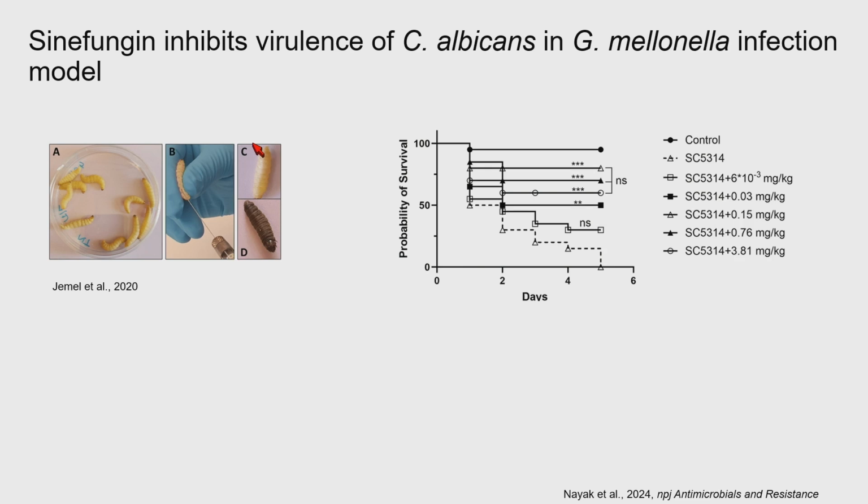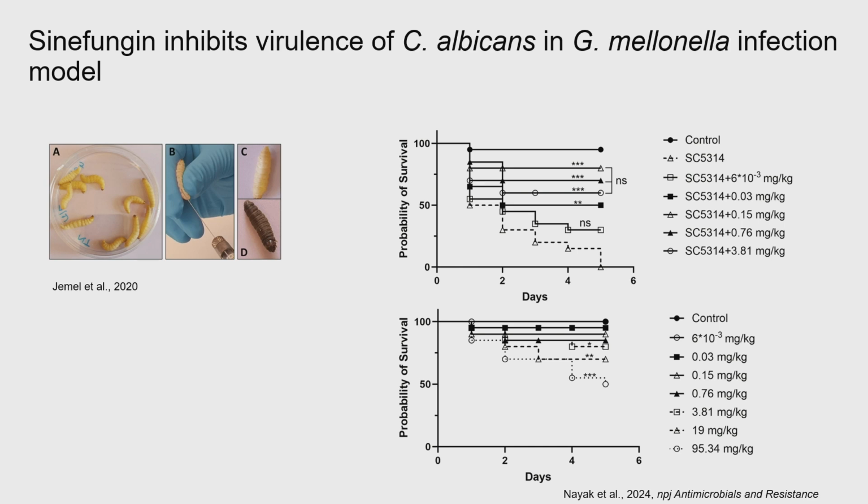So we looked at the effect of sinefungin on the pathogenicity of Candida in these worms. If you don't add sinefungin, just Candida, within 5 days, all the worms die. But if you add sinefungin, you can see a very good rescue. And this is not the highest concentration. It's actually not the lowest and not the highest, so in between, this magic number of 0.15 milligram per kilogram of the organism. And sinefungin by itself has no bad effect on these worms, so it's not toxic to the worms, which is a good thing.